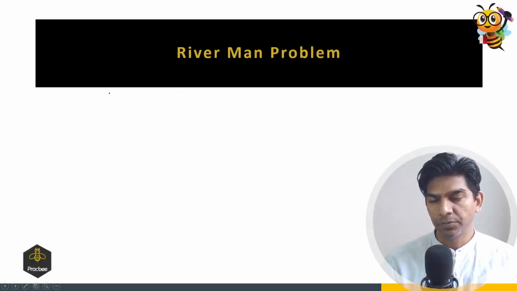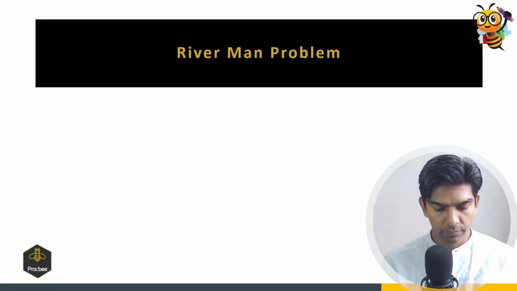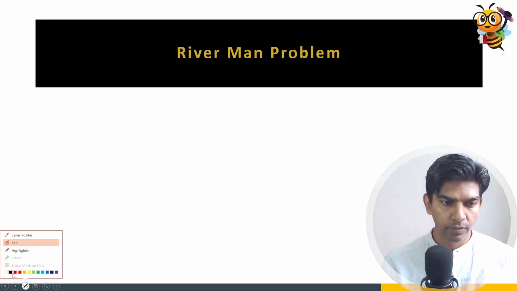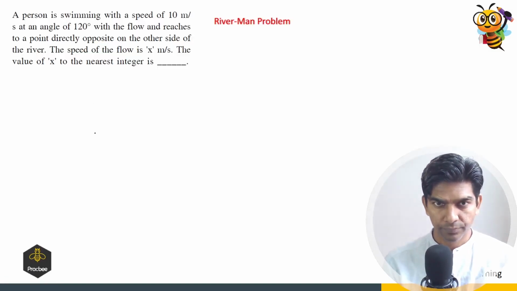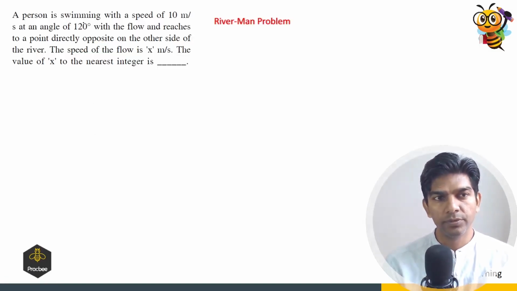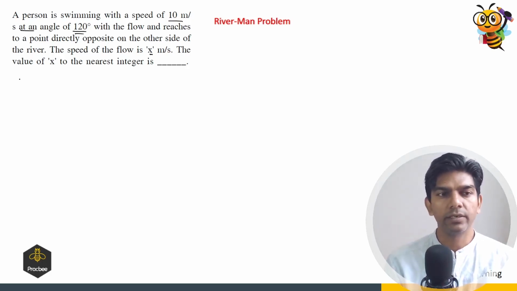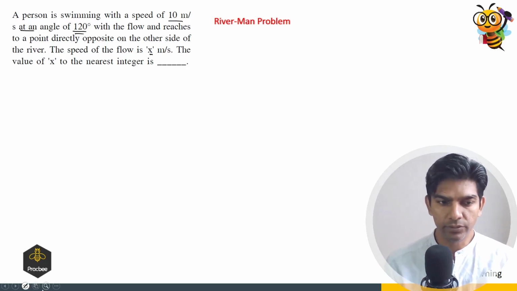Now let us see the next problem type, which is based on the riverman problem. Let us see a question. A person is swimming with a speed of 10 meters per second at an angle of 120 degrees with the flow and reaches a point directly opposite on the other side of the river. The speed of the flow is x meters per second. Find the value of x to the nearest integer.